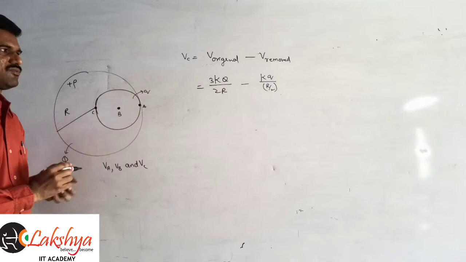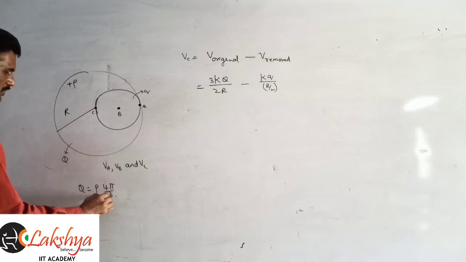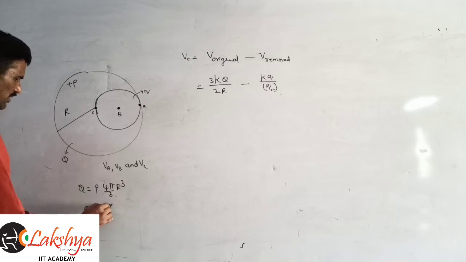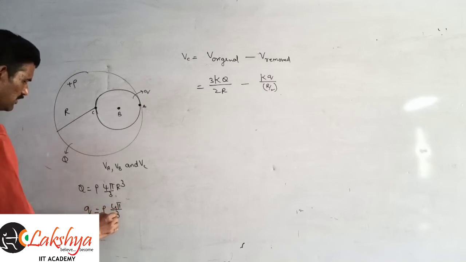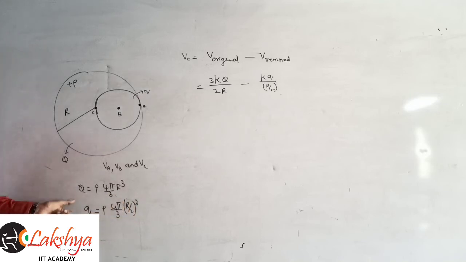The capital Q and small q values we can write here: Q is rho into 4 by 3 pi r cube, and small q is rho into 4 by 3 pi r by 2 whole cube. Right? These are the capital Q and small q values. So that is point C. You can simplify that and you will get the potential at point C.